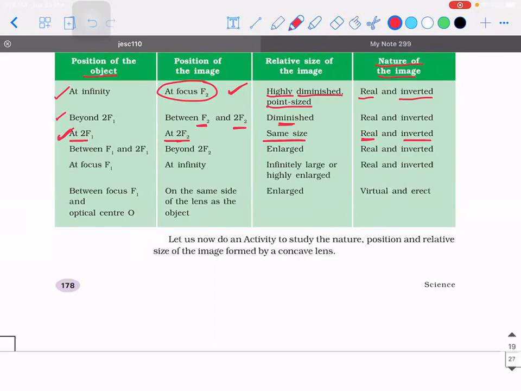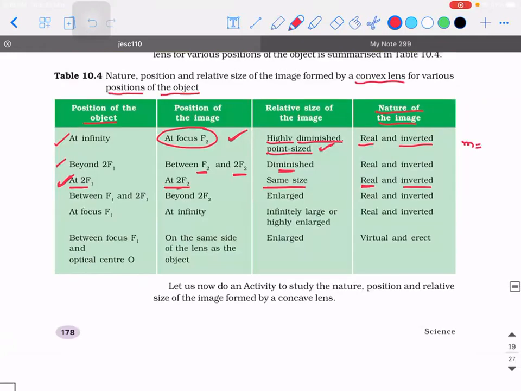So let's try to write one extra point. Here, if I try to write the value of magnification, how much will it be? In the first case, what is the magnification? It is point size. So image is of 0 size and the object has finite size. So use the formula m is equal to v by u. So how much will you get? M is equal to guys, what is the answer?